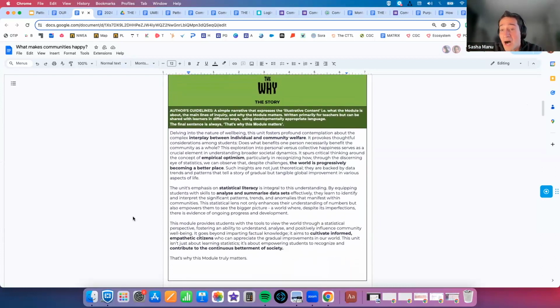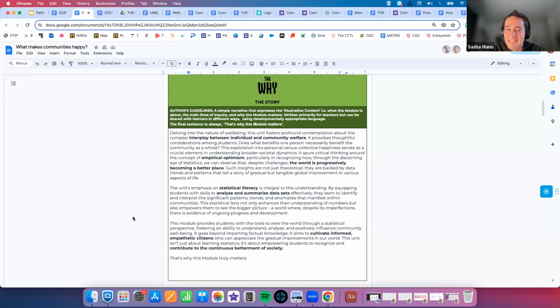And so the overall why, since we have both patterns and principles and sustainability in systems, so there's both a social and mathematical connection here, is that we want to understand the interplay between individual and community welfare and focus on the fact that the world is actually progressively becoming a better place if we look at the statistical data. And so we'll be exploring and toying with the idea of empirical optimism here as students become statistically literate.